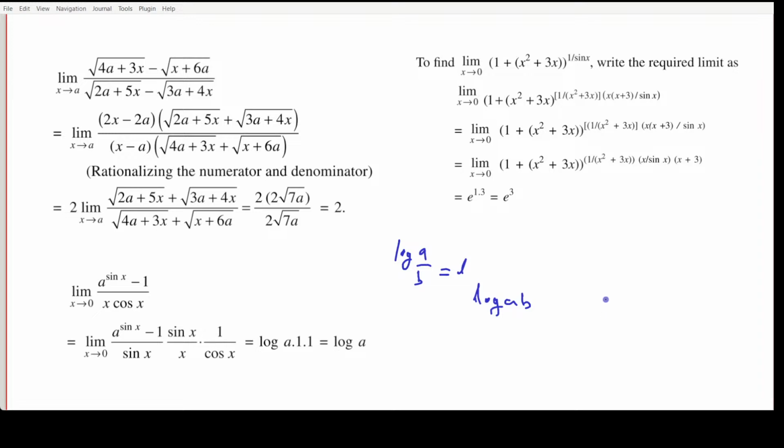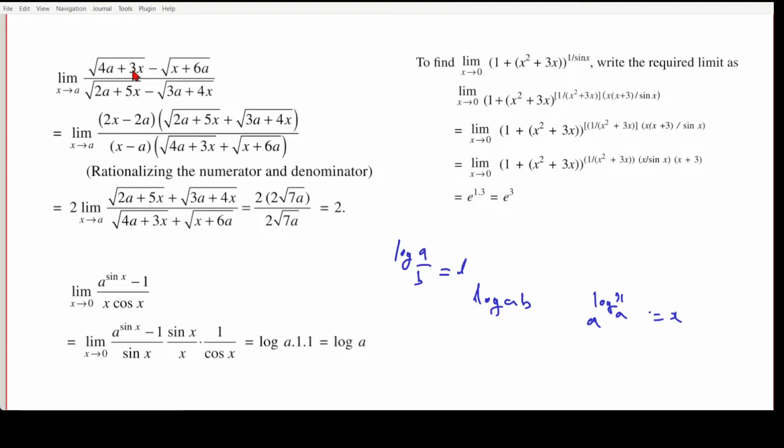Okay. Then log x to the base A power this, what is this? Sir, x log A. A to the power log x by log A should be equal to x, right? Very good. So you remember basic logarithms. So this kind of problem you can do, no?